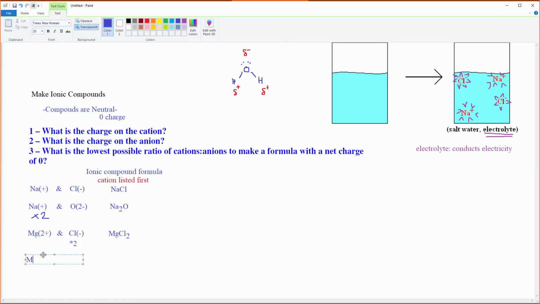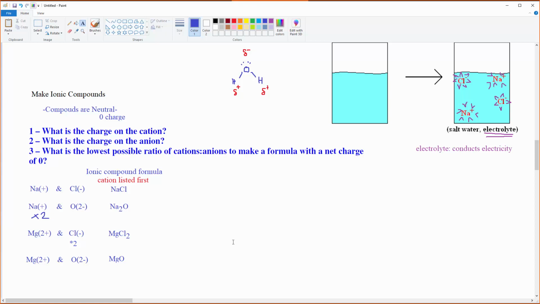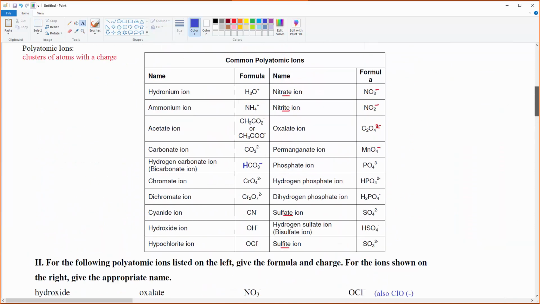What if I made a compound between magnesium 2+ and oxygen with 2-? Sarah and Erica, right on. Just MgO, because it's 2+ and 2-. They're equal and opposite, so they're just going to cancel out. So the lowest ratio is just going to be 1 of each. You wouldn't need 2 of each or anything like that. Excellent. Okay. All right.